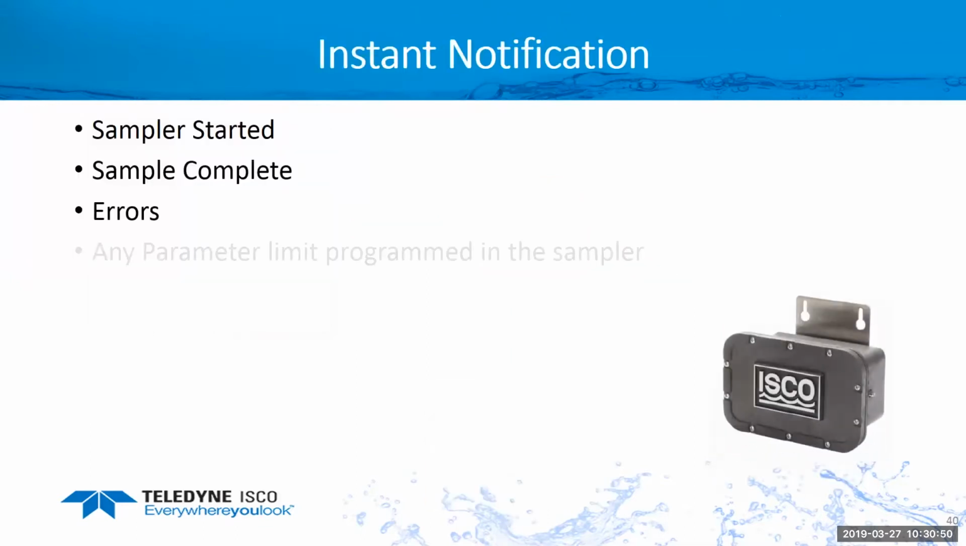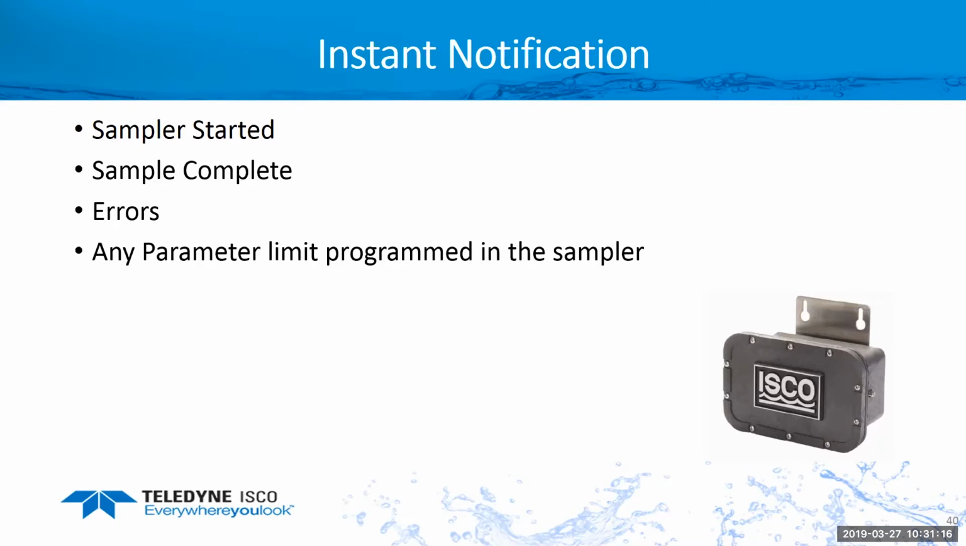All right, so instant notification with the sampler. It will let me know when the sampler started, when the sampler is completed, when we have errors, or any parameter limits programmed in the sampler, meaning my rain has met a certain amount, or my level has met a certain amount, or my pH has gone outside of a certain range. All these things can be programmed and notified on as an alarm condition. So there's a whole slew of different conditions you can put in to get those alarm conditions.